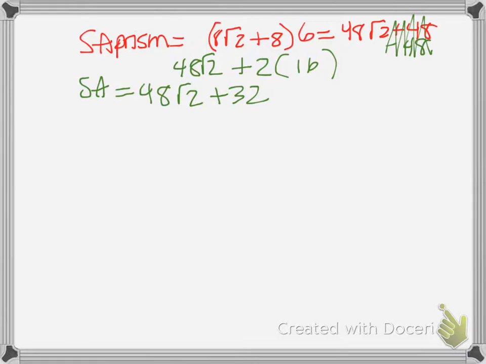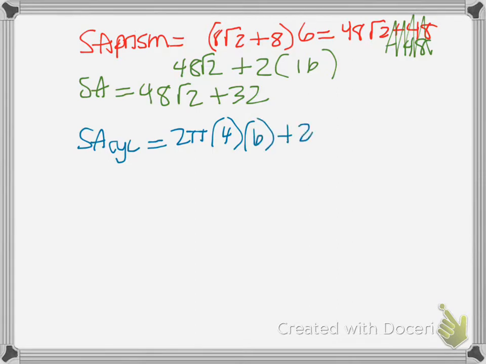Now I'll go down to the surface area of the cylinder. Notice this is just a half cylinder. The surface area of a cylinder is going to be 2 pi r times the height, where r here is going to be 4 because the diameter is 8, and the height, which is the height of the prism, is 6. Plus 2 pi times the radius squared, because that's your 2 circles. And when we get all of this, we're going to cut it in half because we only have half of the cylinder.